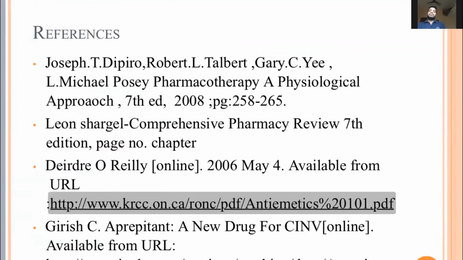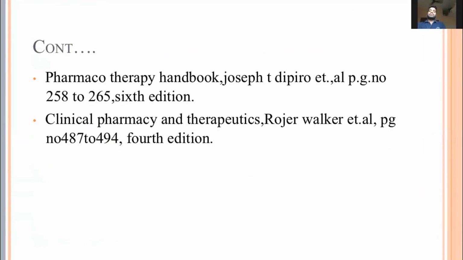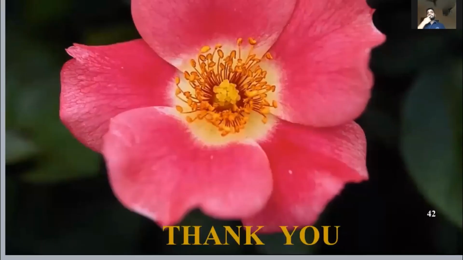So you can go through the DPRO, which will give you better insight. You can also refer to Roger Walker. These are the references used here. Something from Sarger also. If you have any question, you can ask from this chapter, chemotherapy-induced nausea.